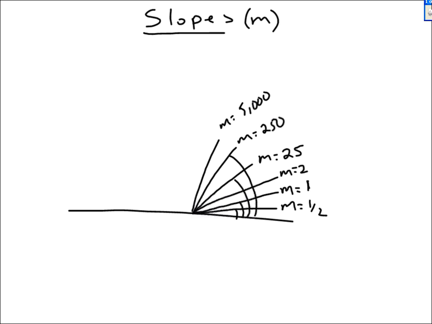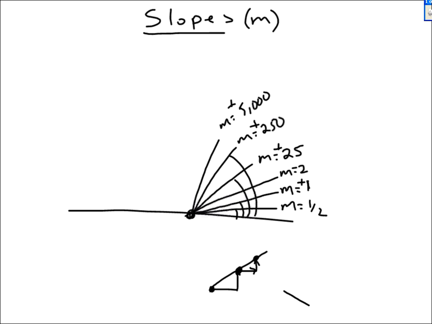Now, say here's where you start. If the line goes to the right, that is, if you go to the right and the line is above you, those slopes are positive. Positive 5,000, positive 250. Remember, if there's no sign, it's understood to be positive. If you go to a point on the line and go to the right, and the line is above you, then the slope is positive.